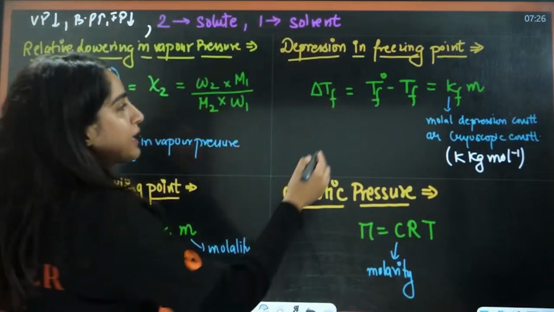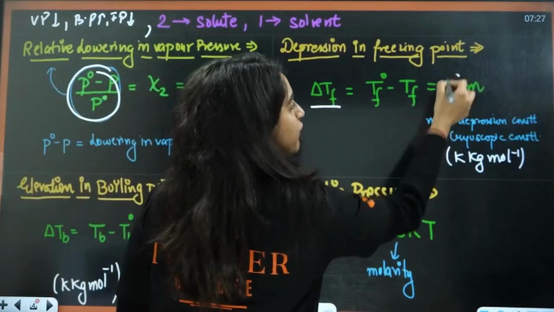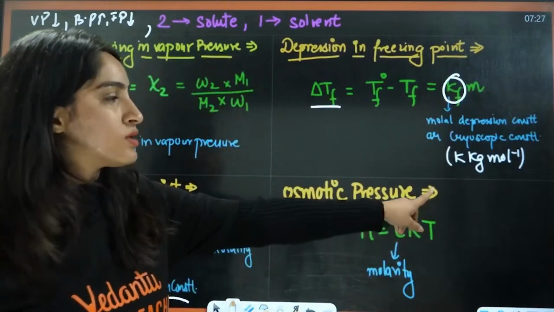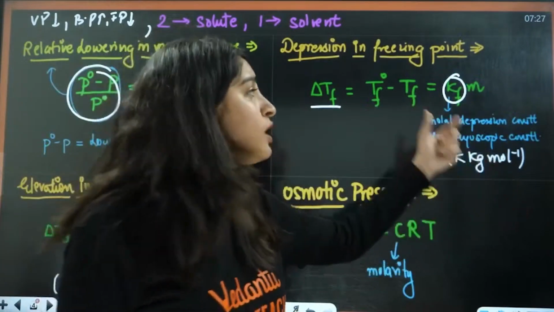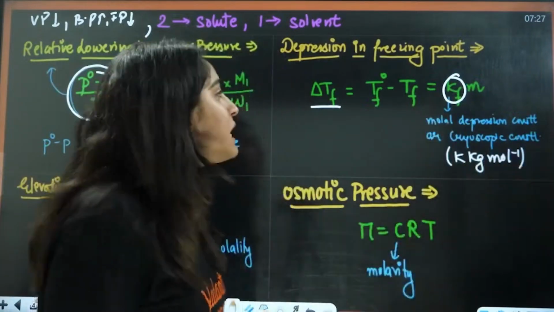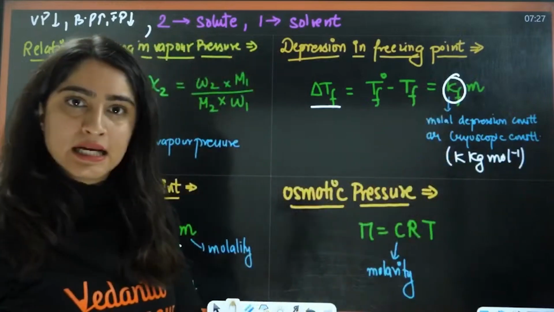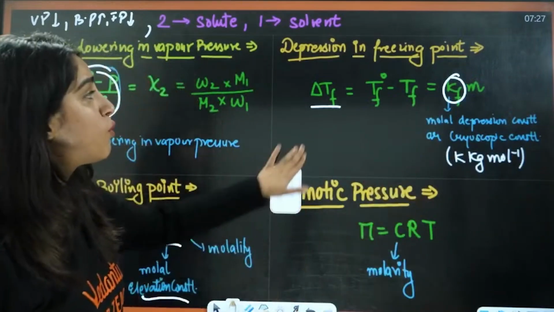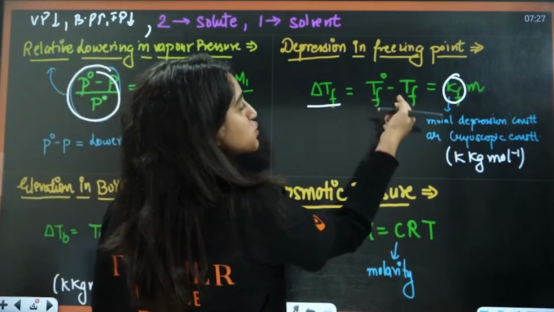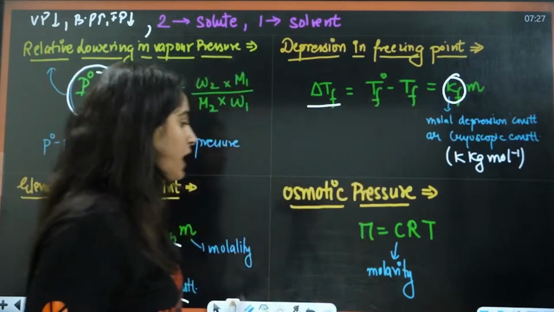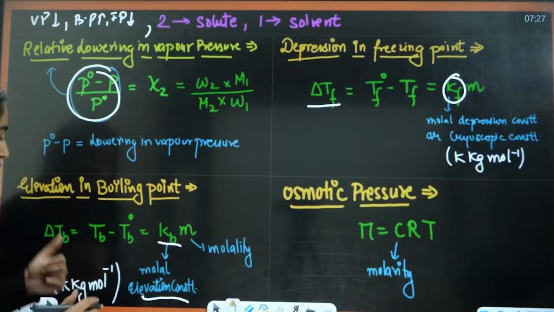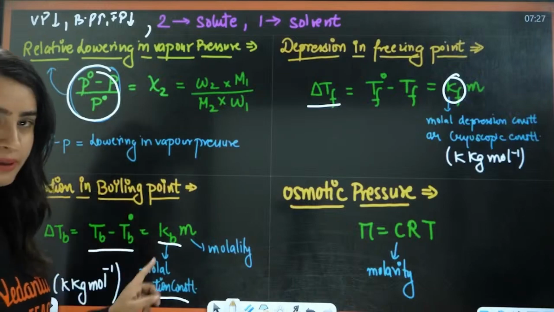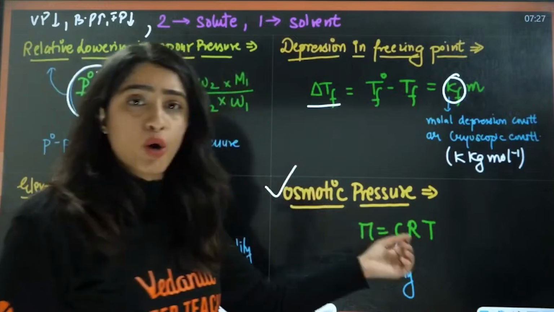Now, again, delta Tf is equal to Kf times m. This is called the cryoscopic constant, or molal depression constant. m is the molality here, right? Formulas are exactly the same. One more thing here: delta Tf is equal to T naught f minus Tf, and delta Tb is equal to Tb minus T naught b. Next we have osmotic pressure.